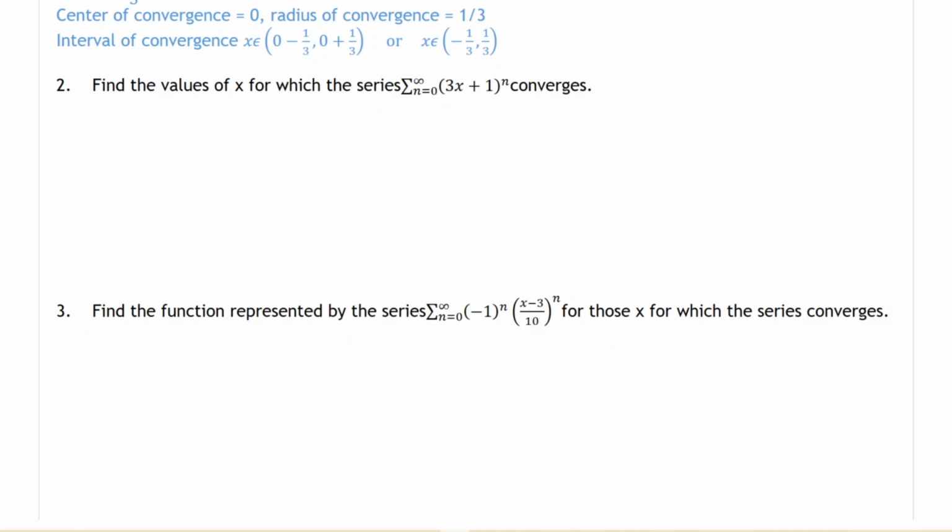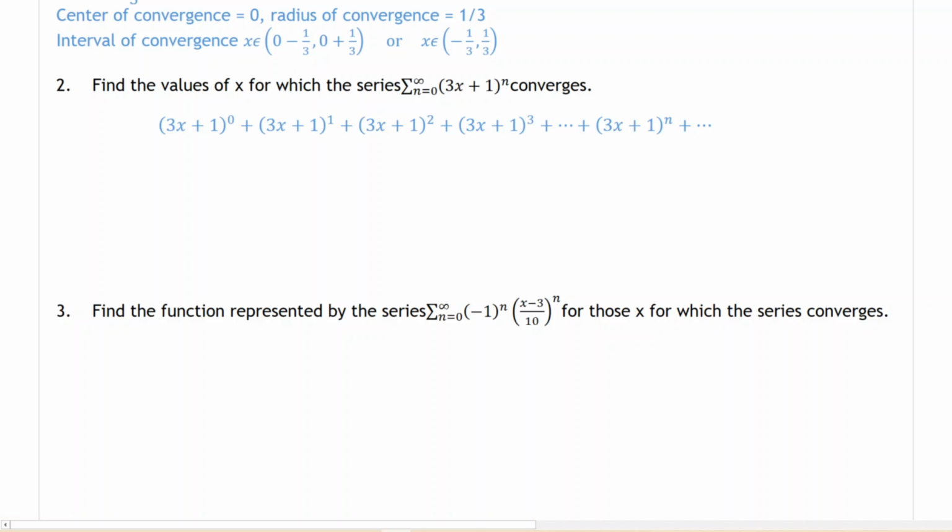Hey, this quick little video is going to talk about convergence for a geometric series for the Chapter 10 Calculus Practice Test. And for question 2, which is what we're looking at, we're supposed to find all the values of x for which this series, the series of (3x + 1)^n, converges.